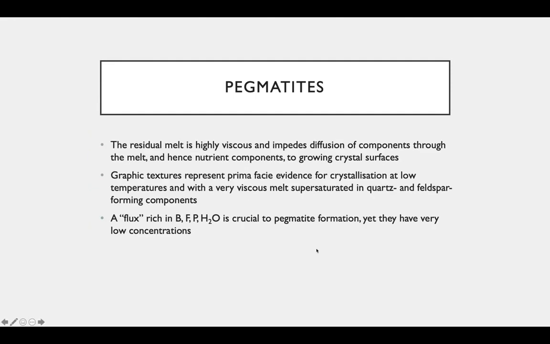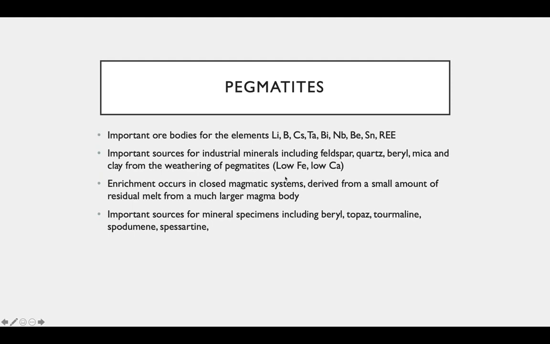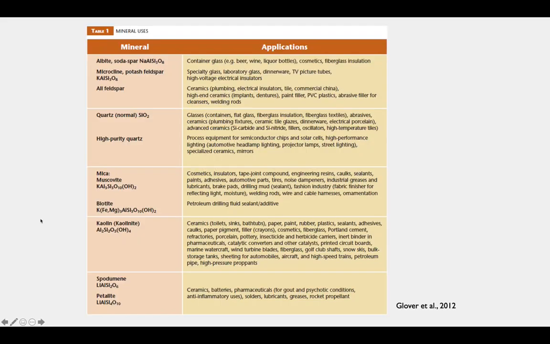And we have this low temperature crystallization in a fluid rich environment. We might also have things like boron, fluorine, and water, and it enables the growth of large crystals, sometimes in graphic textures, and the concentration of incompatible metals in minerals. So, like I say, there are important bodies for lithium, where we can form spodumene, boron, tantalum, bismuth, and tin, also potentially rare earth elements. They're also important for industrial minerals, potentially topaz.